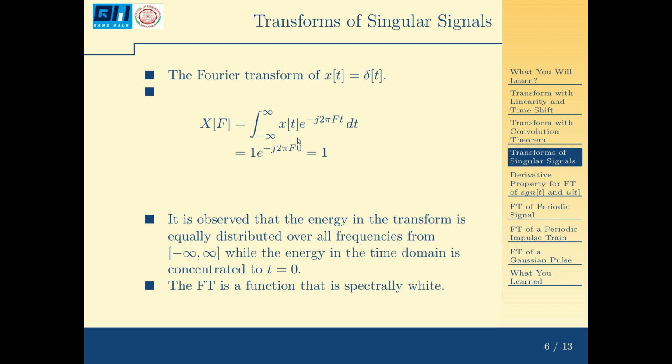Now, in the frequency domain, all the energy is equally distributed. Its spectral value is 1 throughout. It is distributed from minus infinity to plus infinity. This X(f) is spectrally white because all frequencies are available in X(f) with equal participation. So X(f) is a spectrally white signal.